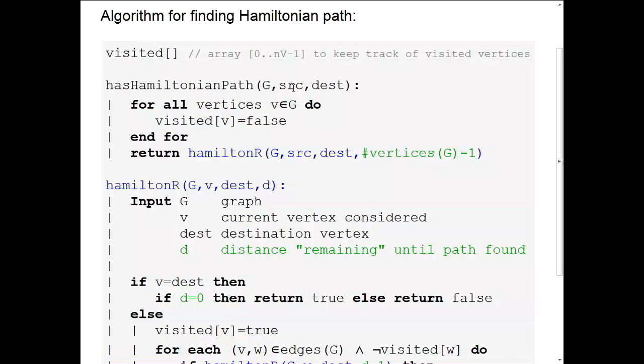And of course, in a circuit, it doesn't really matter where you start and where you finish, because you have to visit every vertex once anyway. So if you have a circuit starting in A, then of course you also have a circuit starting in B and C and so on. All right, so this has a Hamiltonian path, takes as argument source and destination.